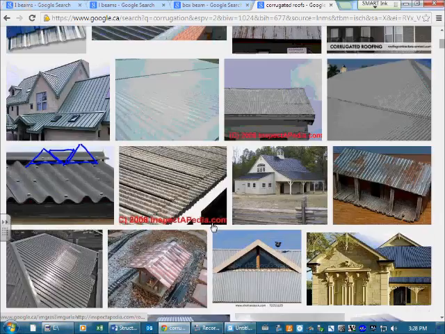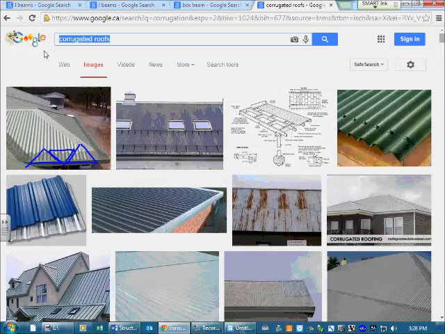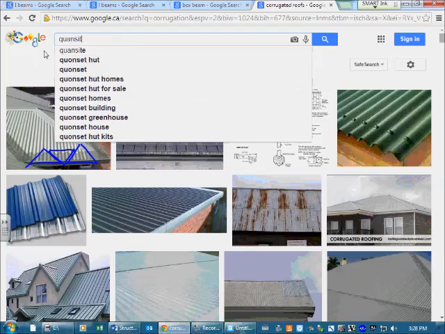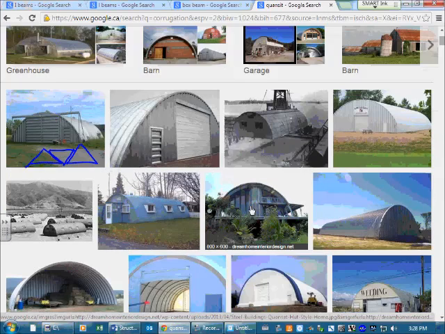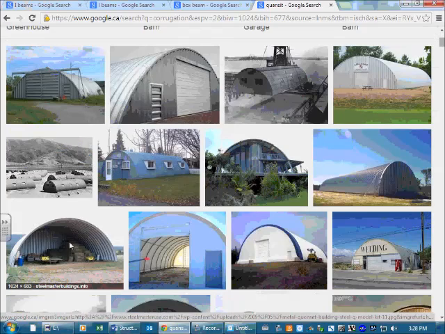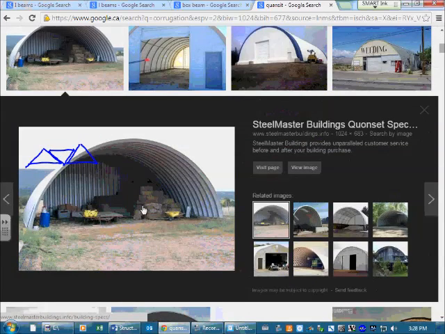The one that I really like to show people, if you've ever been on a farm, let's see. I don't know how to spell it actually. There we go. That was right. Okay, so a Quonset on a farm. This is a good picture of one. So this Quonset right here, it's just a big chunk of corrugated metal. That's all it is, really.